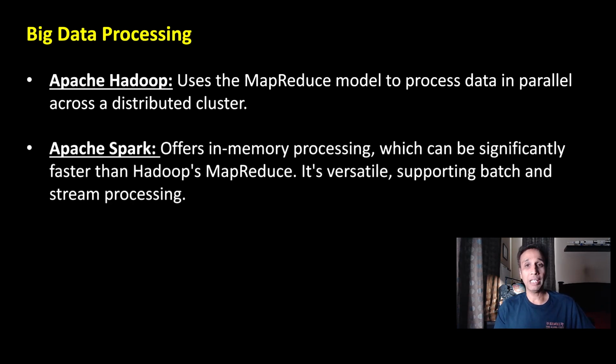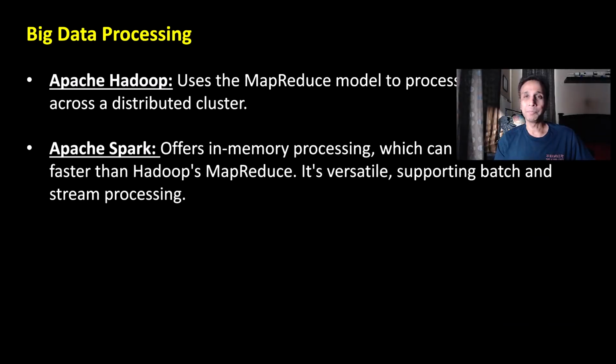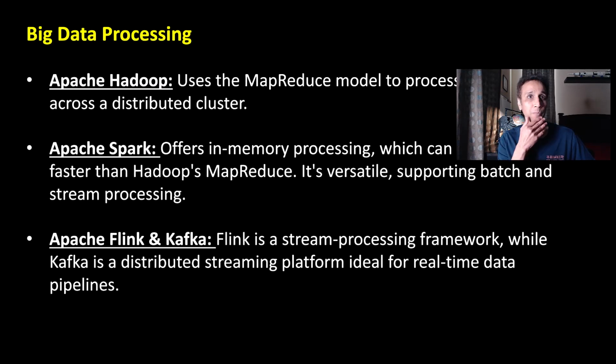Now, if you want a really faster one, then Apache Spark is in-memory processing, so it can be much faster than the MapReduce method. Apache Spark can do batch processing, stream processing, and so on for parallel processing applications. Now, another thing, Apache Flink. It's again a stream processing framework, and Apache Kafka is a distributed stream platform.